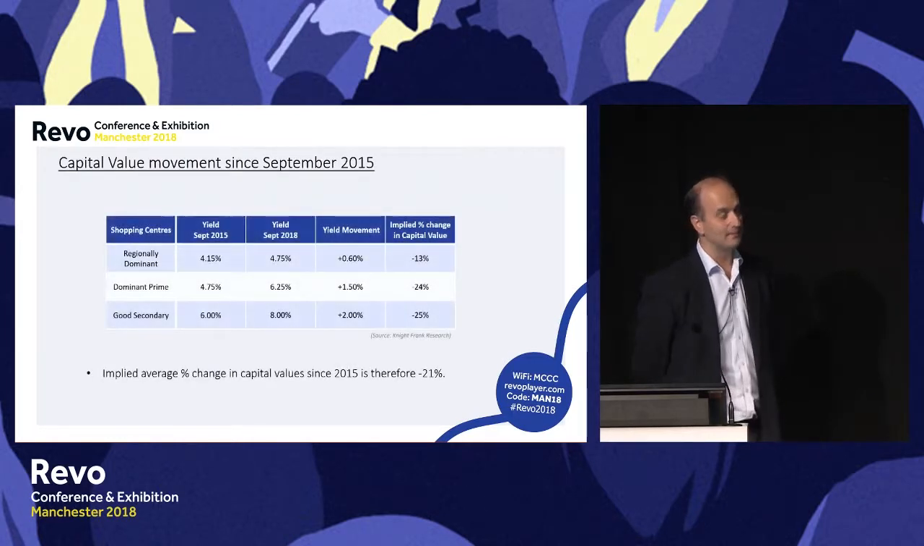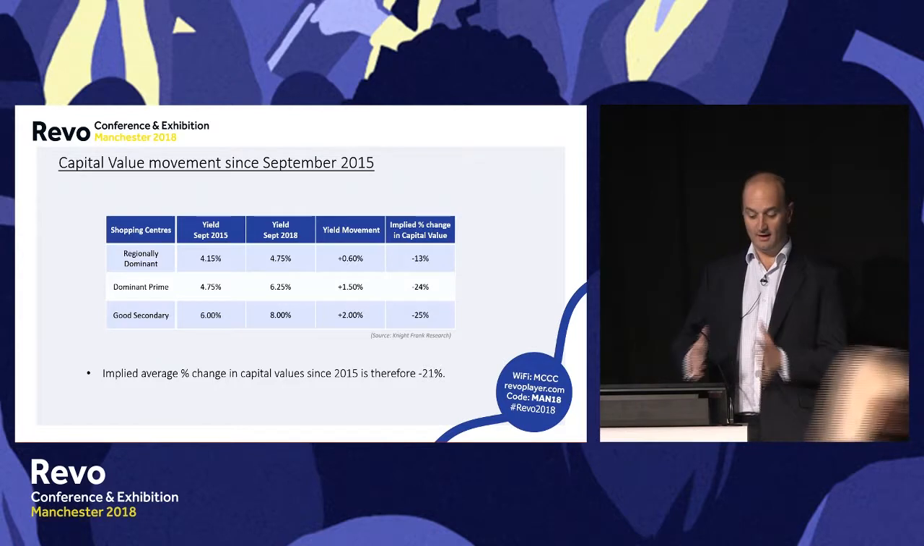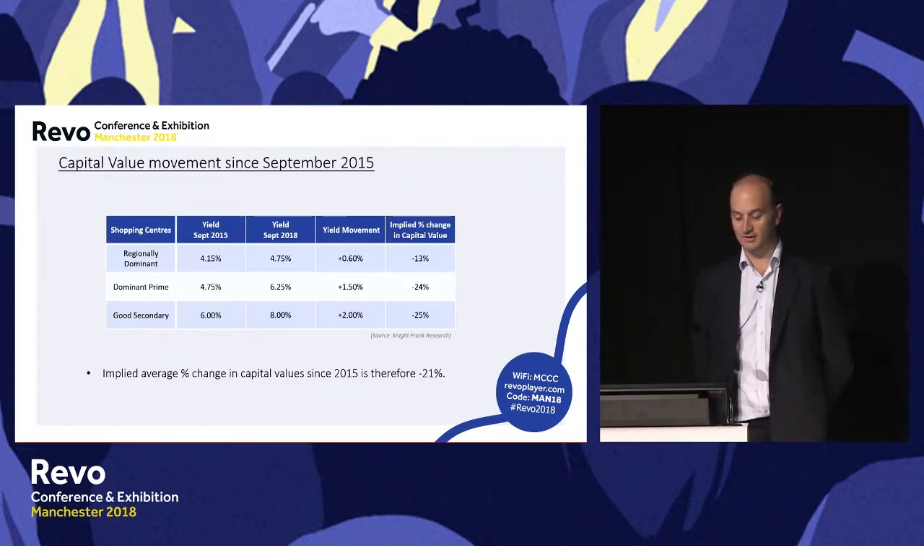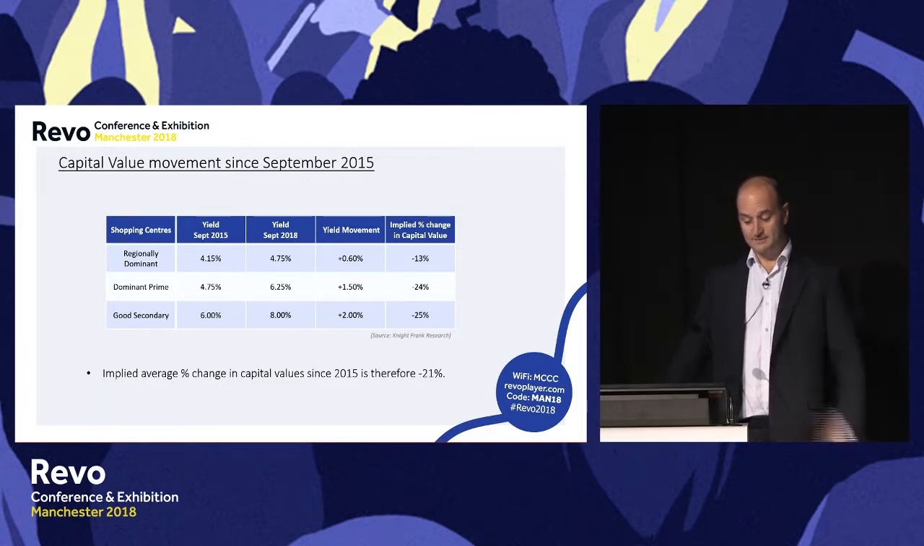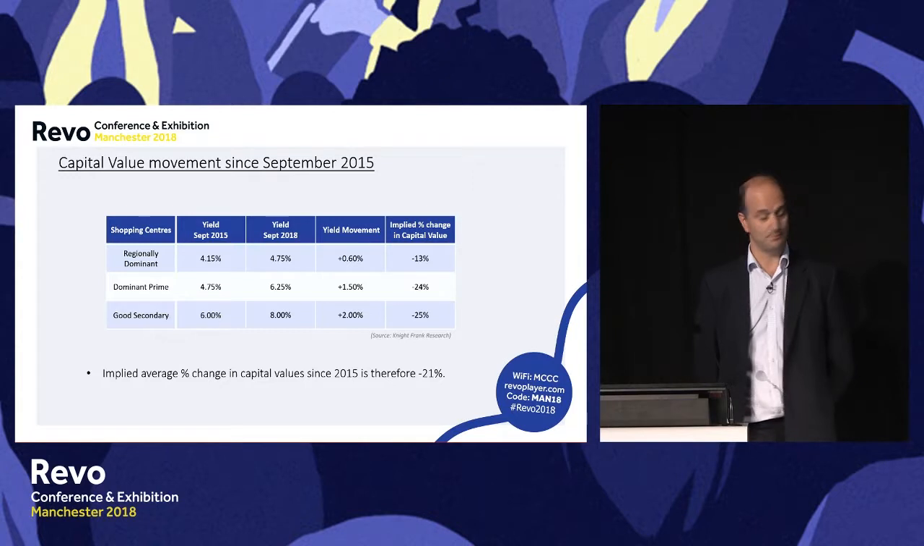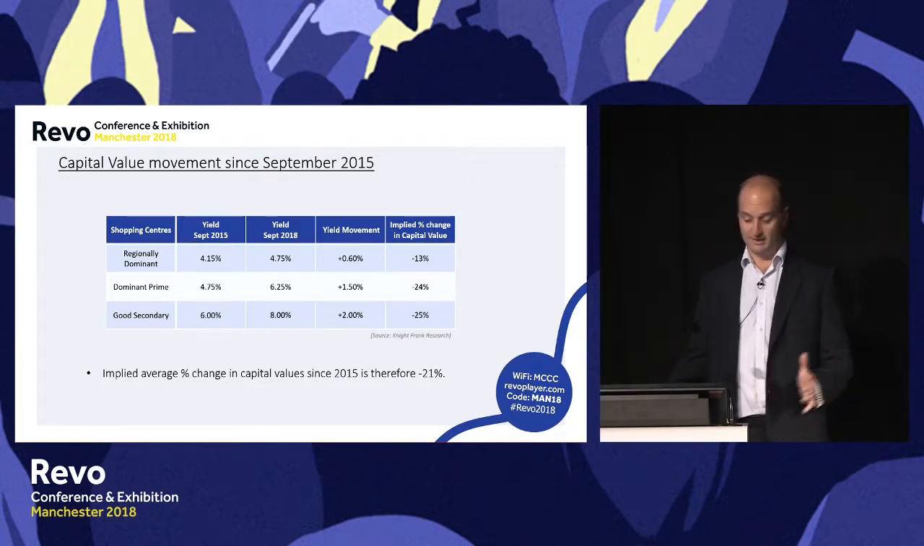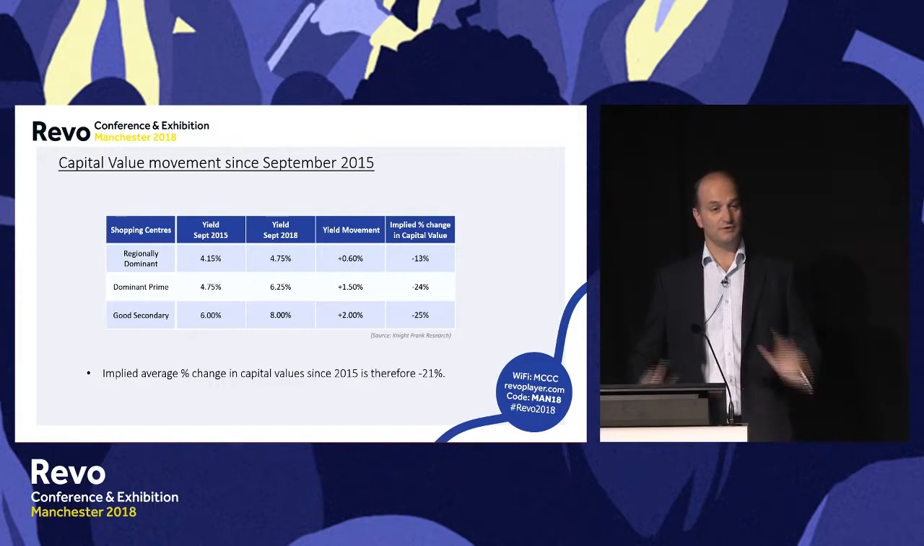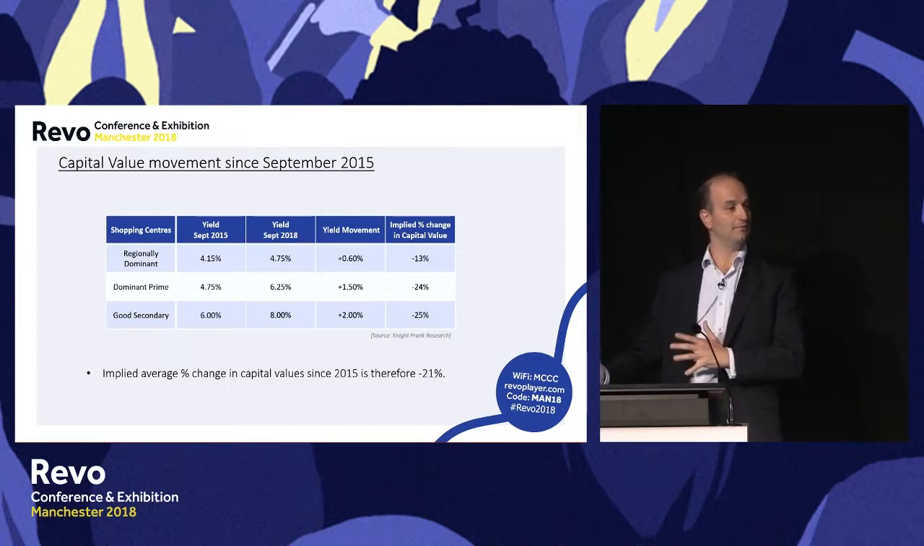Looking at that a little bit closer, here I put the yield movement into a potential valuation impact at that yield change. And you can see that the best schemes, prime schemes, having moved out 60 basis points, should have seen a 13% value correction. Dominant prime and good secondary on yield alone should have seen a reduction of around 24-25%. Now, that's not taking into account income. So if income has gone up, obviously value would have gone up.